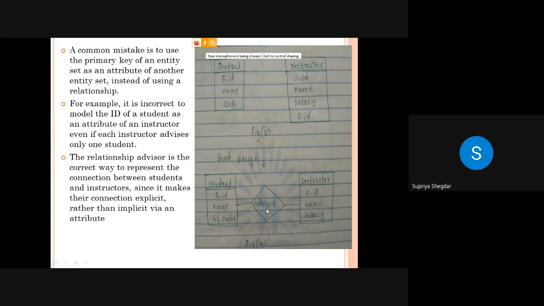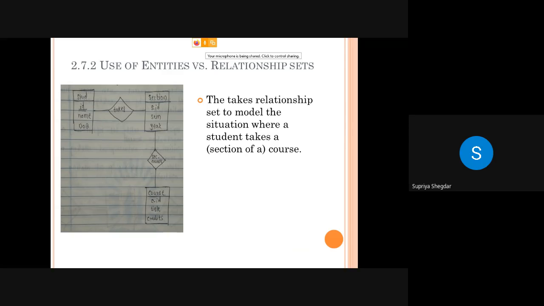Means we can add one relationship set between the student and the instructor, so that we can avoid this SID attribute in the instructor. So we just create one relationship between the student and the instructor. Okay, so that is the first issue, entity set versus attribute. Now the second issue is the use of entity versus relationship set, meaning whether to use an entity set or a relationship set.